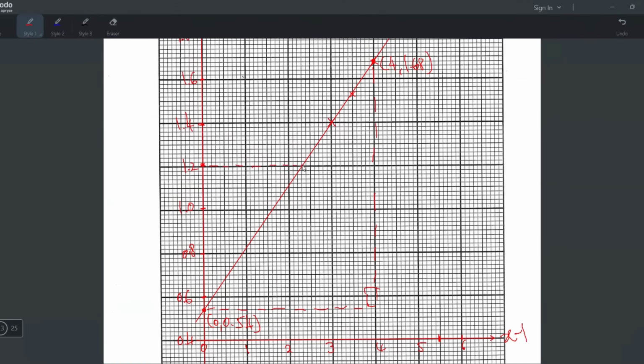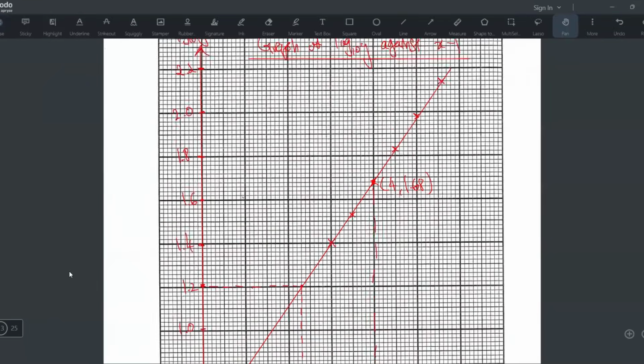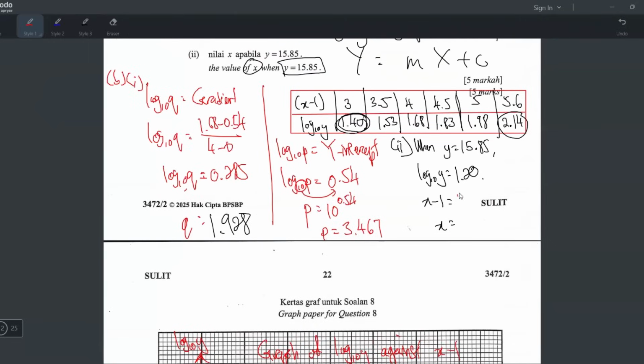line. Okay, I can see it's exactly here. So I'll just put a dot now and then draw downwards. Okay, so when you draw downwards, that will tell you the x minus 1 value. So the x is at 2.1, 2.2, 2.3. But that's x minus 1. That's not x, that's x minus 1. So your x minus 1 is 2.3.